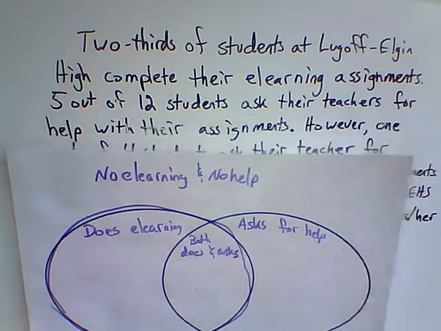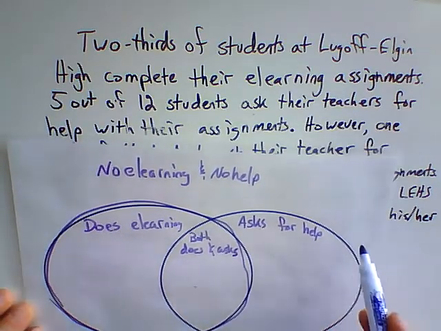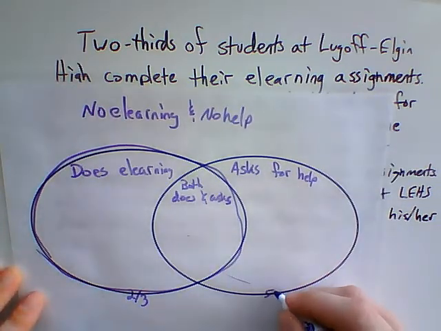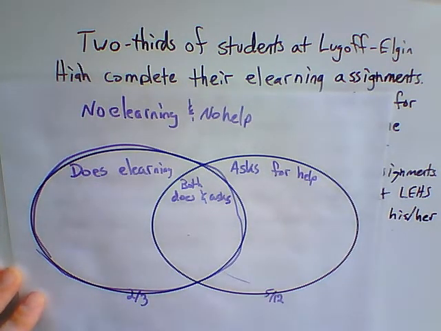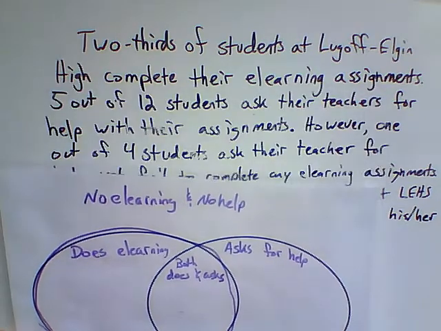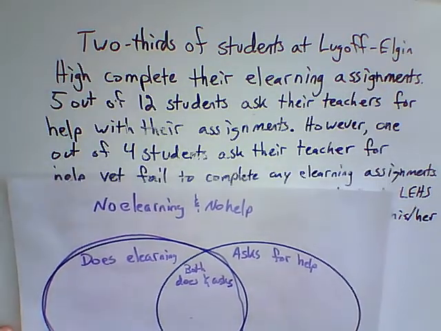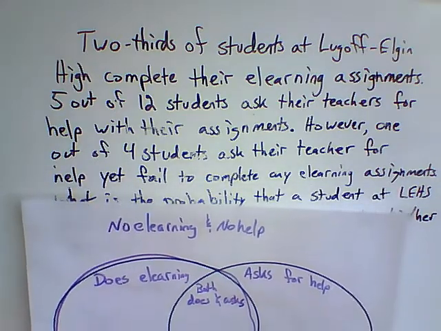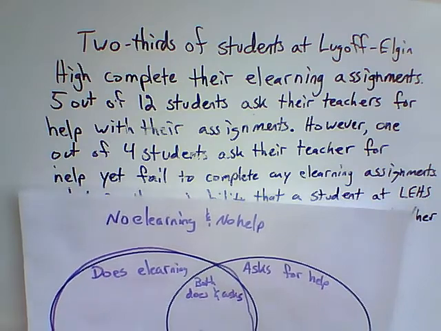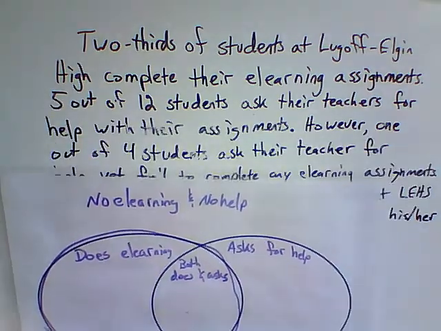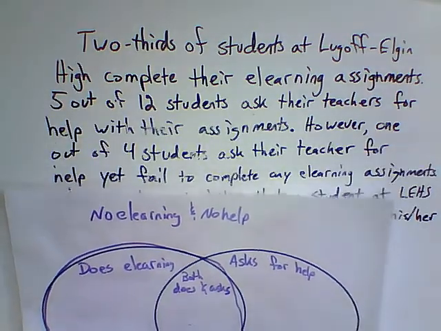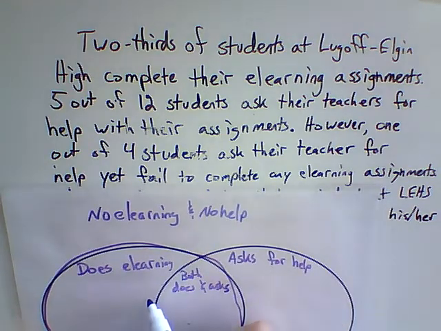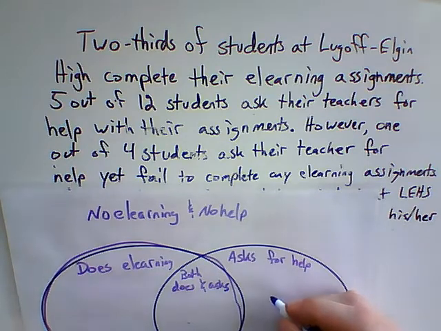5 out of 12 students ask their teachers for help with their assignments. This entire circle is 5 out of 12. Alright, but I don't know about the other stuff still. However, 1 out of 4 students asked their teacher for help, yet failed to complete any e-learning assignments. So 1 out of 4 ask for help, but don't do their assignment. So 1 out of 4.